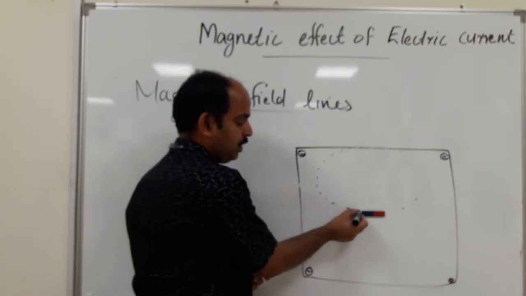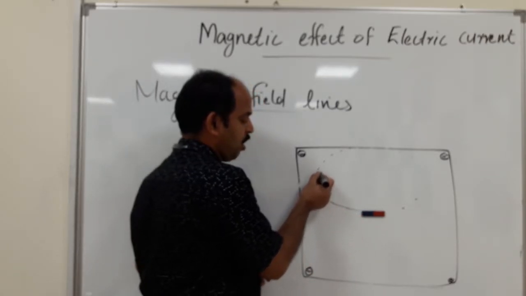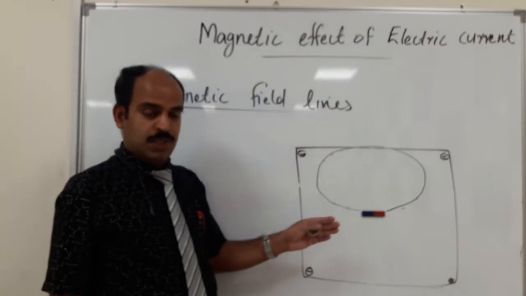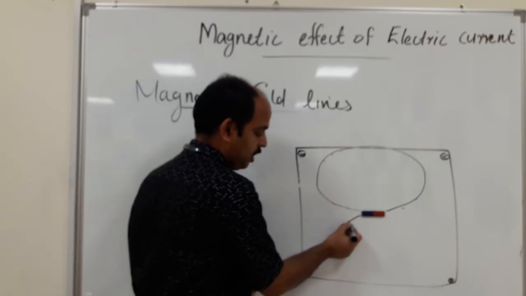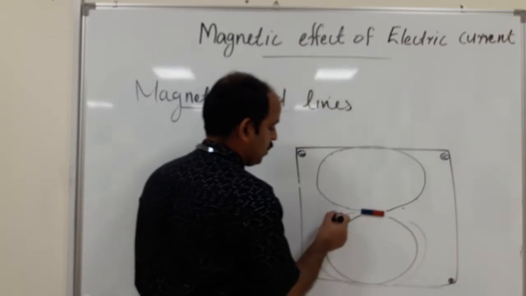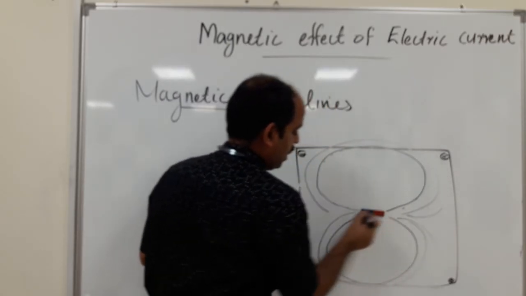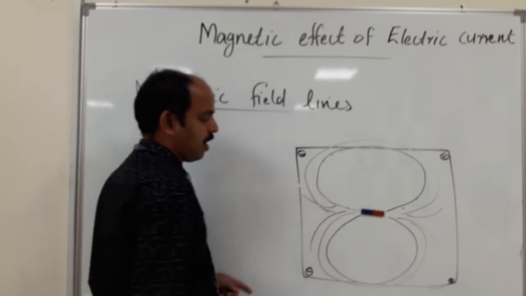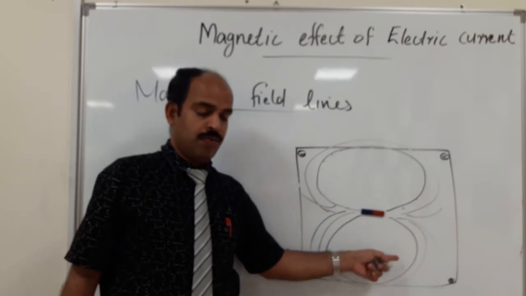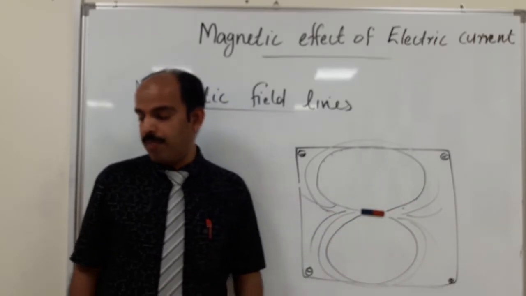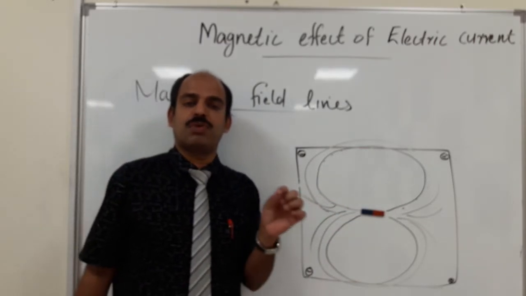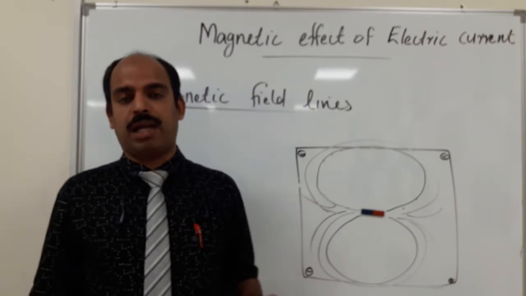Now join these points with a smooth curve. And you can repeat the same procedure for getting more lines. Then you will get lines like this. So these are the magnetic field lines around a bar magnet. The pattern, clear? It's an important question also, a frequently asked question: draw the magnetic field lines around a bar magnet.